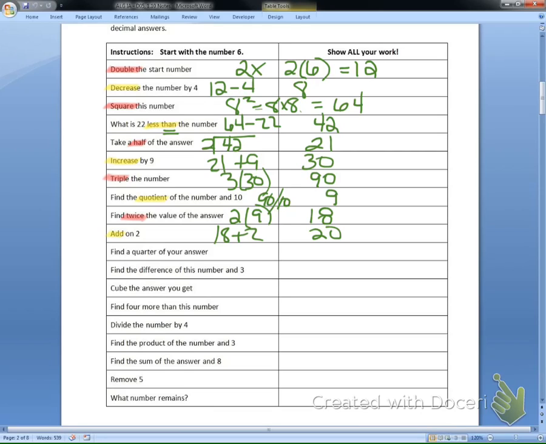Did you find the key word in the next line? It says find a quarter of your answer. Quarter's our key word. I don't see any numbers in the whole sentence, but what does quarter imply? Quarter, like 4 quarters, so we have to divide by 4. So our 20, if we divide it by 4, is equal to 5.